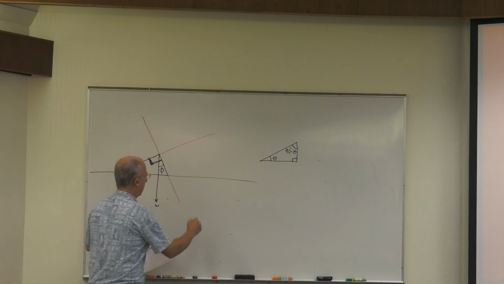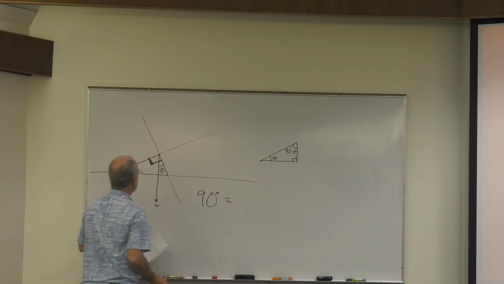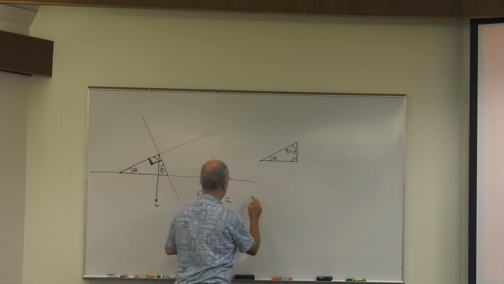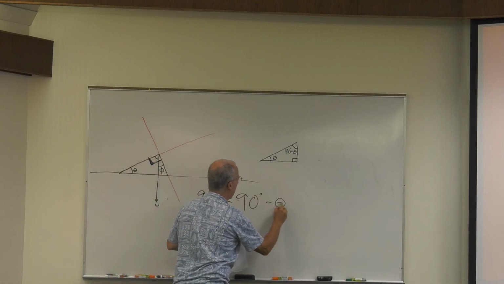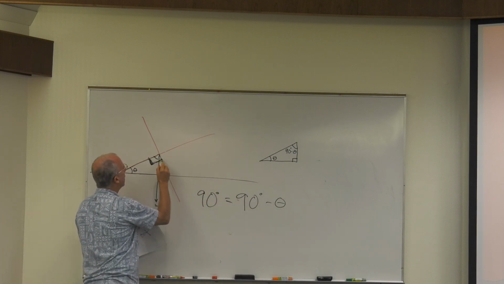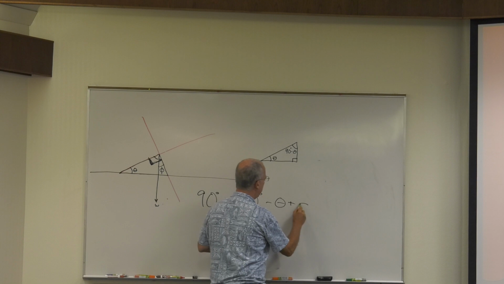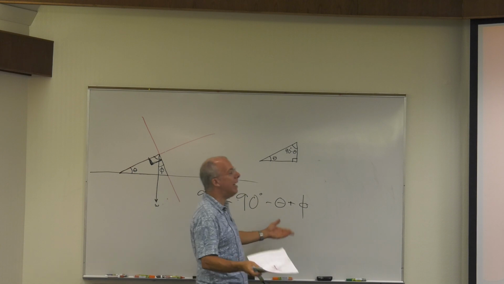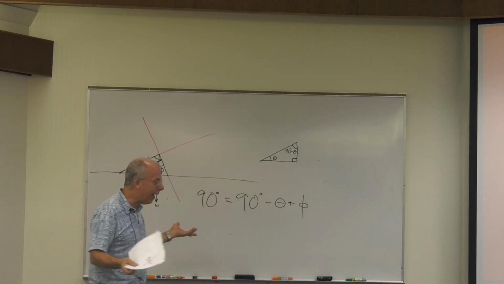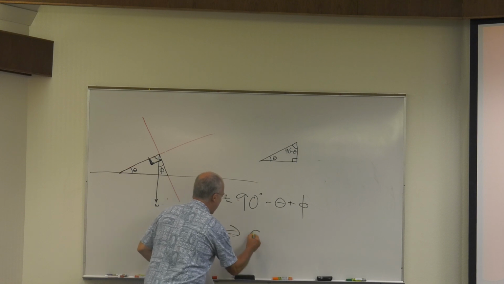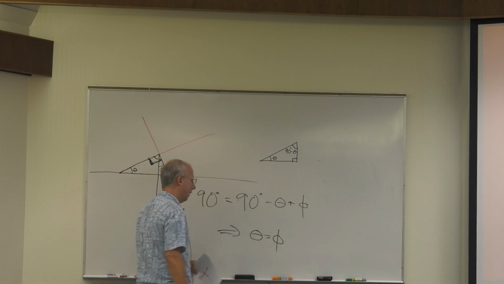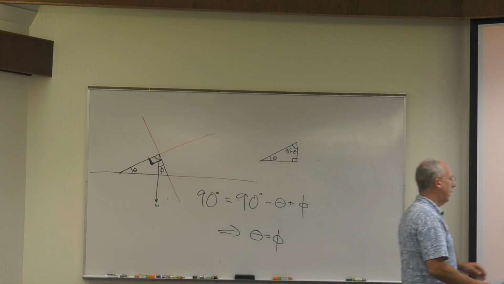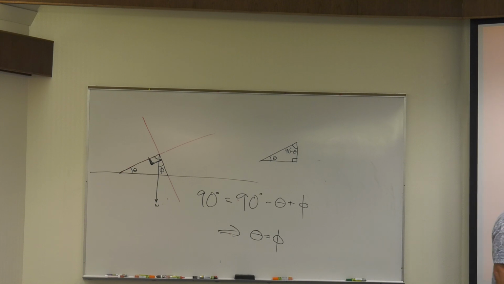Okay, so we know it's a right angle, so it's 90 degrees. So it's made up of this piece, which we just figured out, 90 minus theta, plus this piece, which is phi. Wow, look at that. 90 equals 90 minus theta plus phi. So what's true about theta and phi? Well, they're the same, right? So therefore, theta has to equal phi. Okay, so what did I just prove? I just proved that this angle equals this angle.